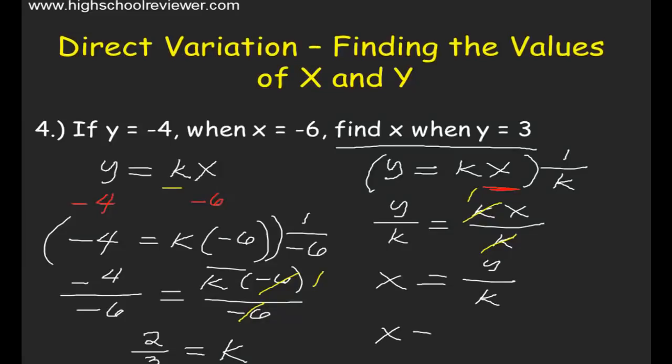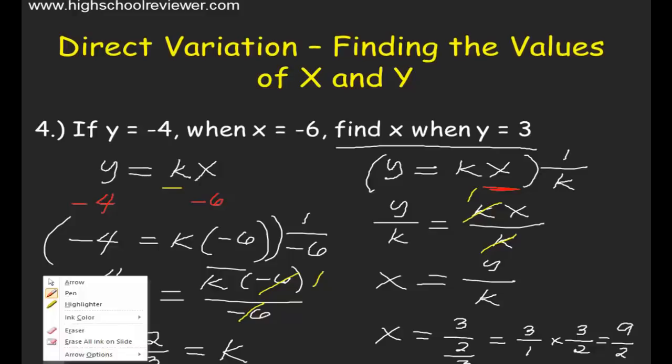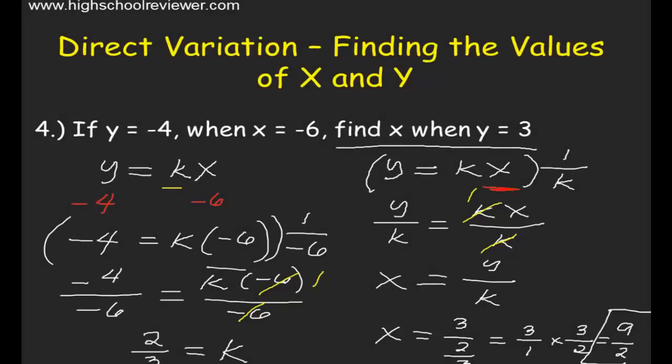So x here, our value for y is 3, and our value for k is 2 over 3. So 3 divided by 2 over 3. So this will be 3 over 1 multiplied by the reciprocal of this, that is 3 over 2. So this will be 3 times 3, that is 9 all over 2. So 9 over 2 here is our answer for number 4.